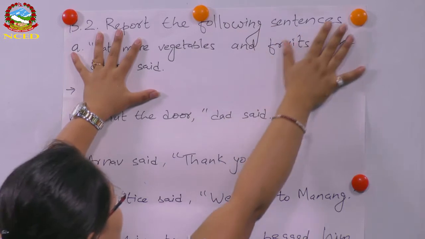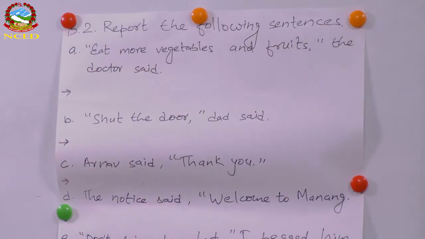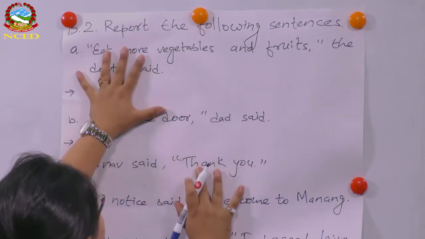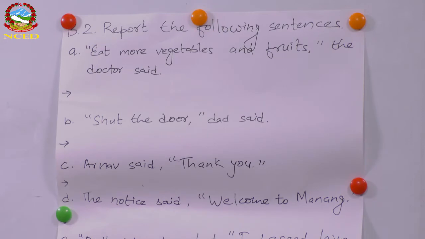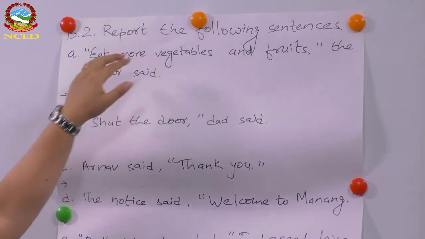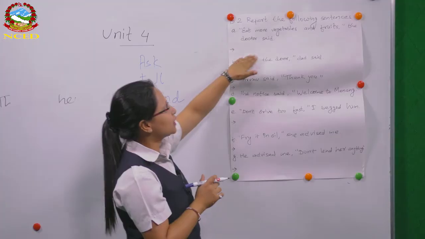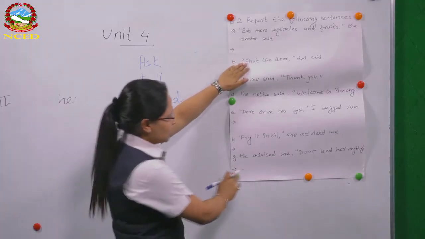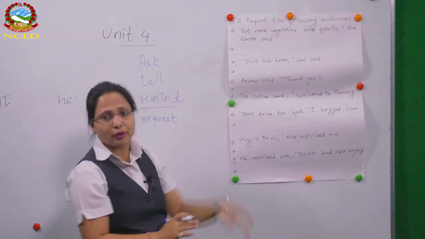Okay, can you see it clearly? If not, please refer to your book. It's there as well. Okay. Now we are given complete sentences in direct speech and we have to change them into indirect speech the same way as we did before.